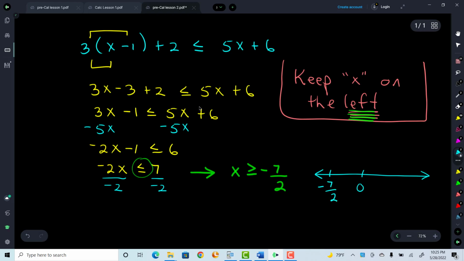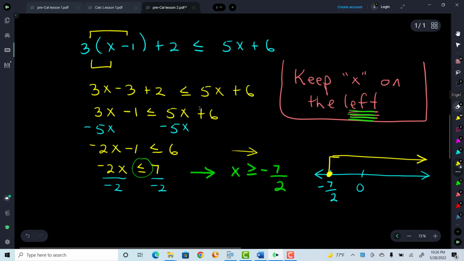Now, the reason I want the x on the left is that it makes it a whole lot easier to graph the solution. The solution is all x's that are greater than or equal to. Well, if you look at the direction this is pointing, that's the direction our arrow is going to point. So we're going to go greater than or equal to, so everything going this way. Now, in the old days, in the Algebra 2 days, the way we graphed it was we put a solid circle here, and then we said, okay, everything going that direction.